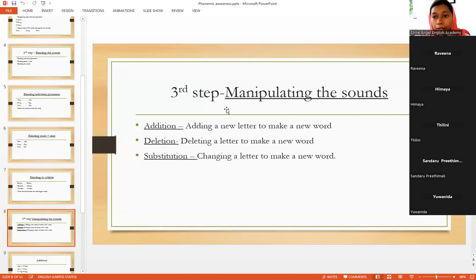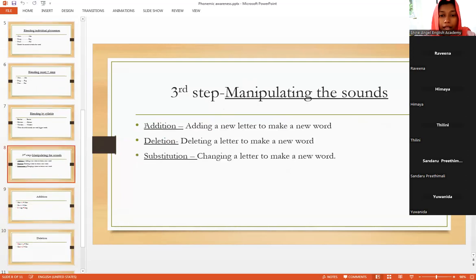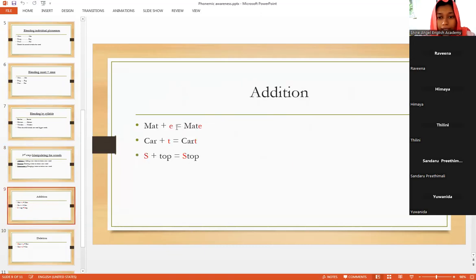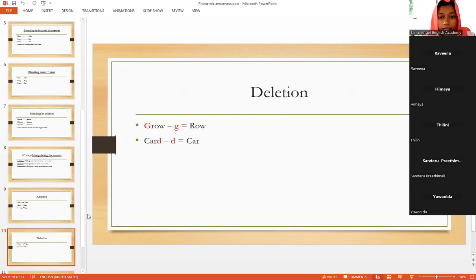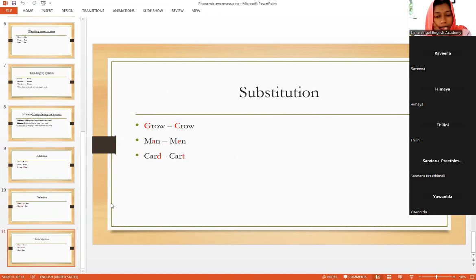And the third step is manipulating the sounds. This one is very good so that they learn different words with different meanings and also different spellings. In these steps, you have addition, deletion, and substitution. Addition means you add a letter. Deletion means you delete a letter, and substitution means you change a letter to another. Okay, so those were the steps.